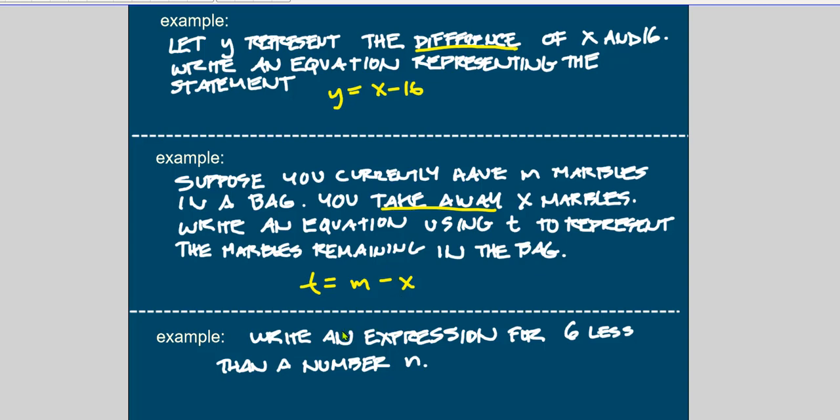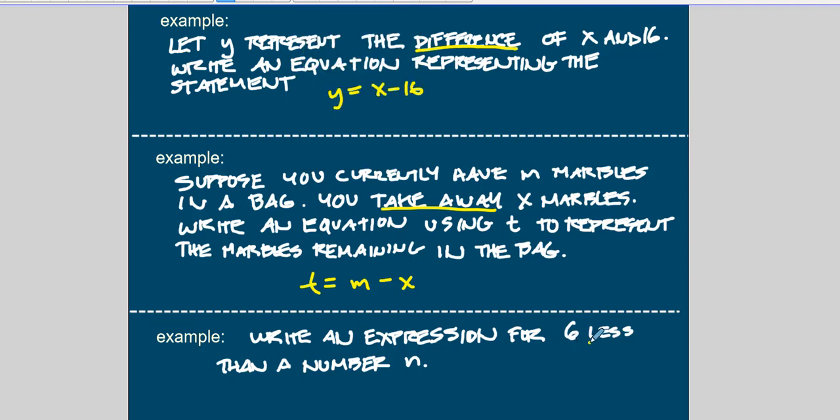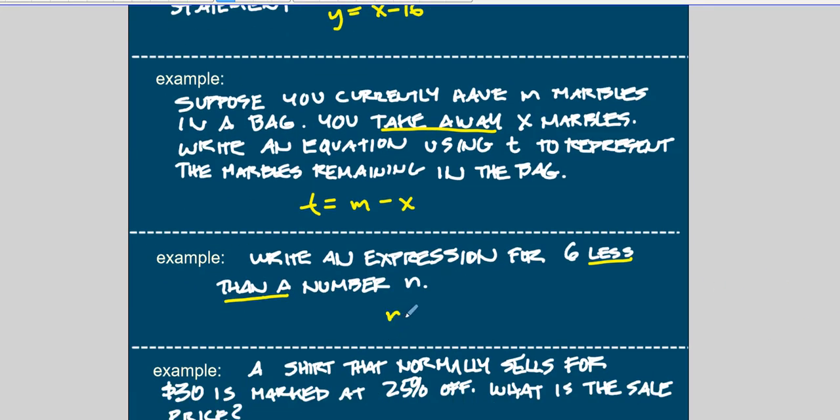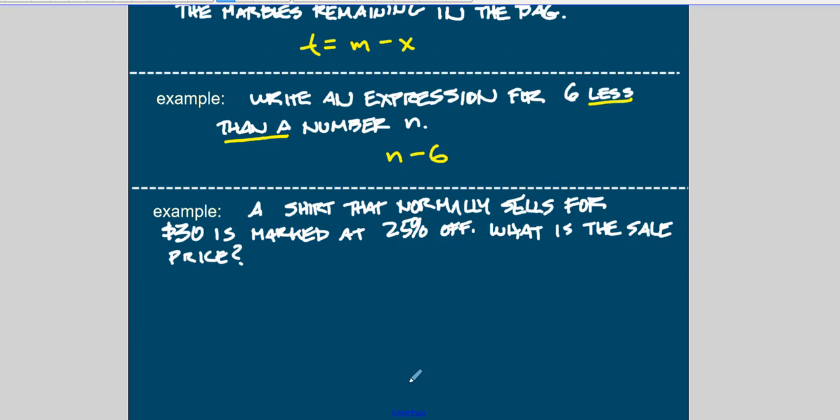Okay, next, let's write an expression for 6 less than a number n. Okay, so "less than" here suggests subtraction. Less than a number. So we start with n, and we're taking 6 away from it, so that's going to be n minus 6.